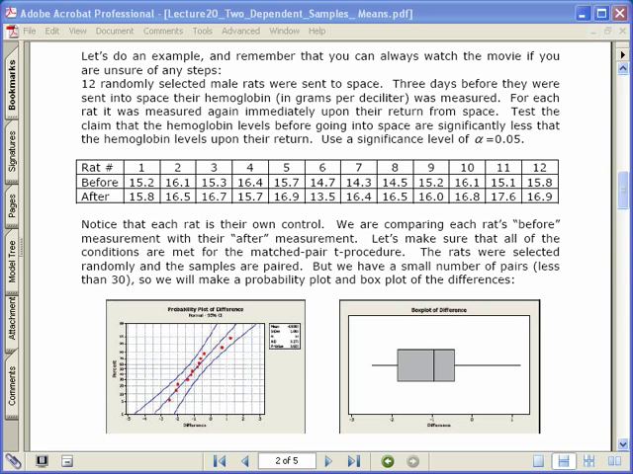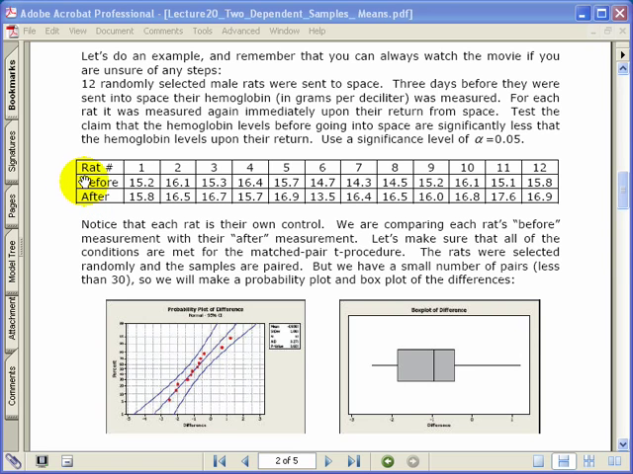All right, now let's notice that we are working with dependent samples, because you see, each rat has a before and after measurement. What we're interested in is the difference between the before and after for each rat.